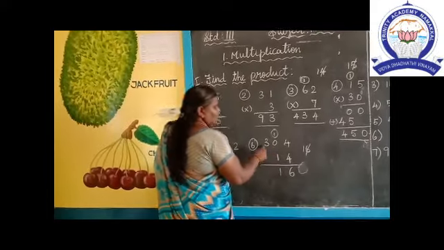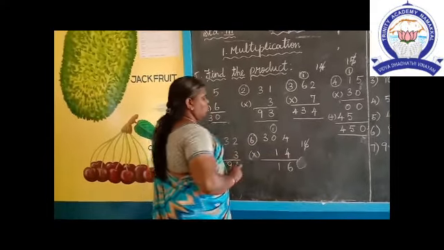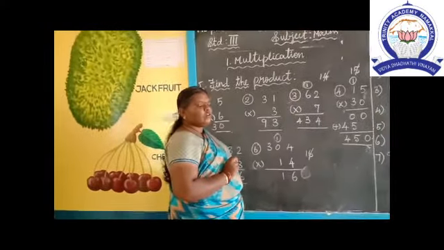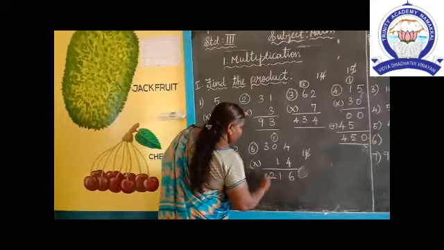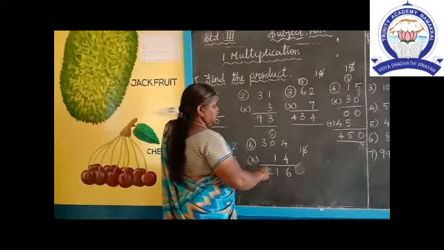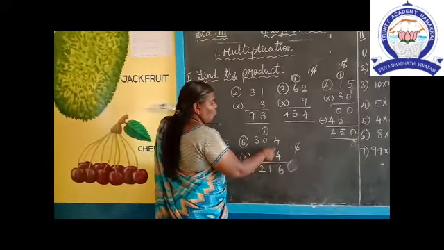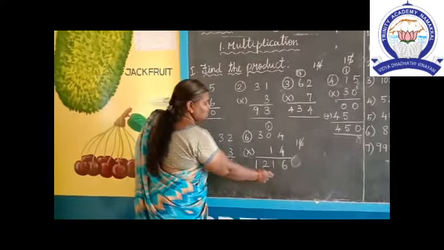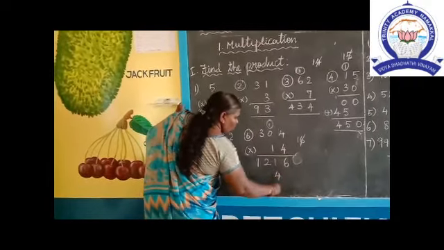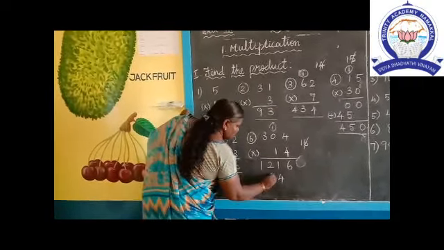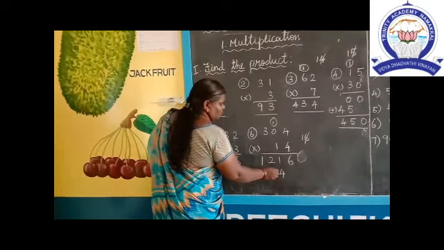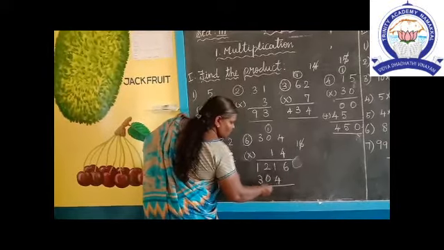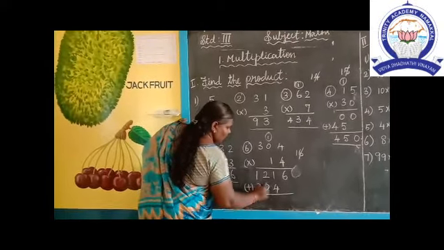Next, 4 3s are, you say the 3 table up to 4 times. 3 1 is 3, 3 2s are 6, 3 3s are 9, 3 4s are 12. Next, you take the tens place number. 1 4 is 4. Where do you write it? Yes, you write it in the tens place. 1 4 is 4. 1 0 is 0. 1 3 is 3.